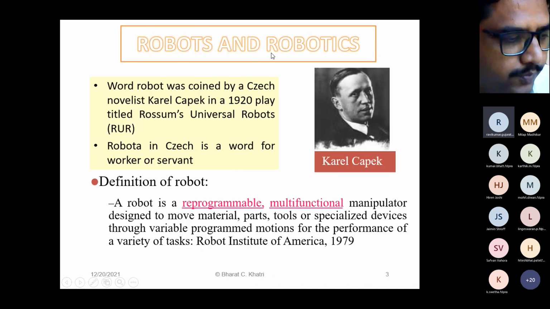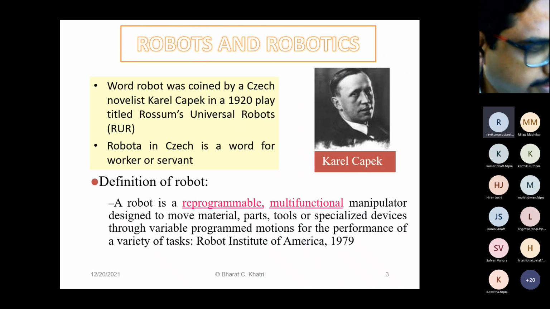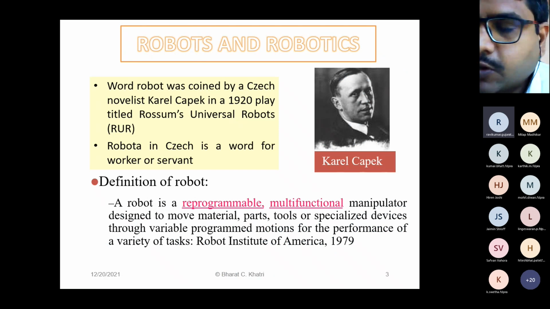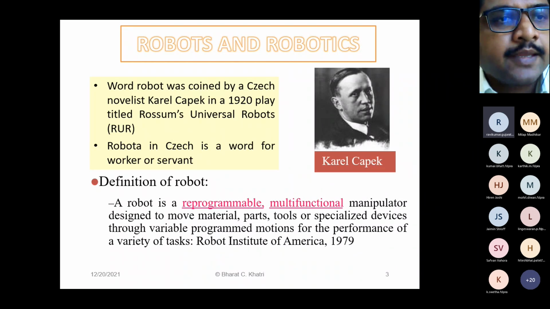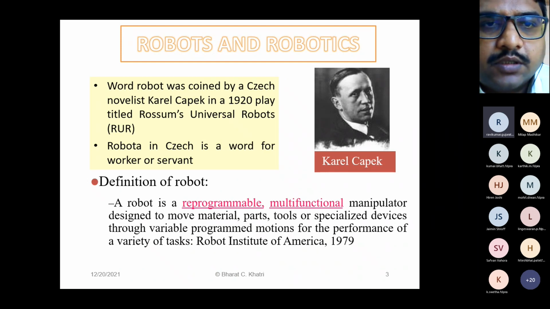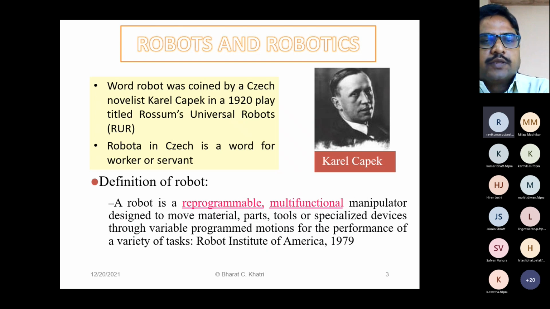Now we'll go through a little introductory task, as a lot of participants are from different groups and may not be aware of the basic terminology of robots and its history. So in this first session, we'll go through all these things. The word robot came from the Czech novelist Karel Čapek in 1920. He used this word in one play.